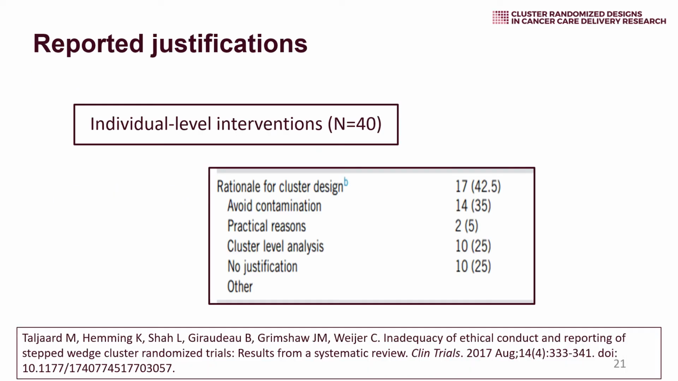Now, the reported justifications for using cluster randomized trials in a random sample of 40 cluster trials evaluating individual level interventions, so these are interventions where cluster randomization could, in theory, have been used, were typically things such as a desire to avoid contamination, and this was cited as a justification in 35% of the trials. Practical or logistical reasons were cited in 5% of studies. No justification was given in about a quarter of the studies.